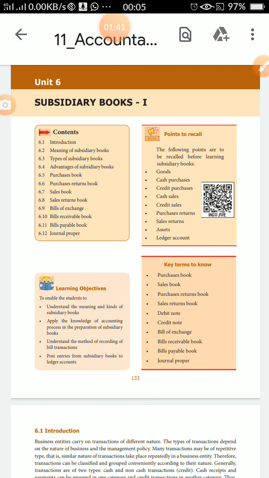Today we all learn a new lesson, subsidiary books. There are four types of subsidiary book: purchase book, sales book, purchase return book, sales return book. Four types of subsidiary book.